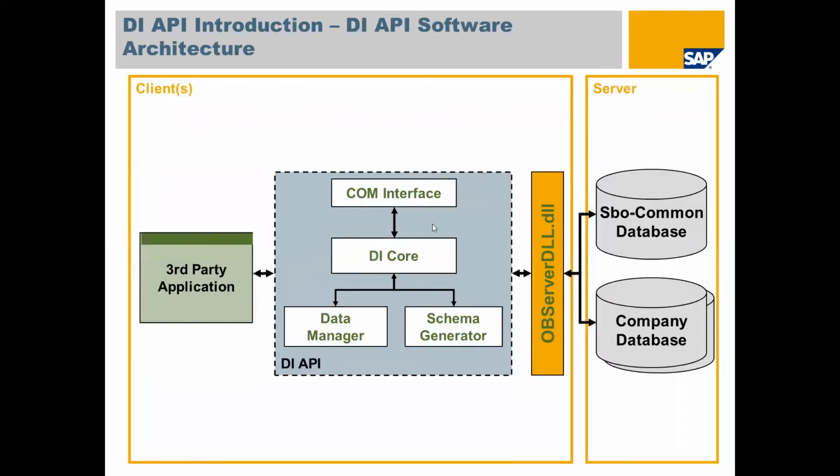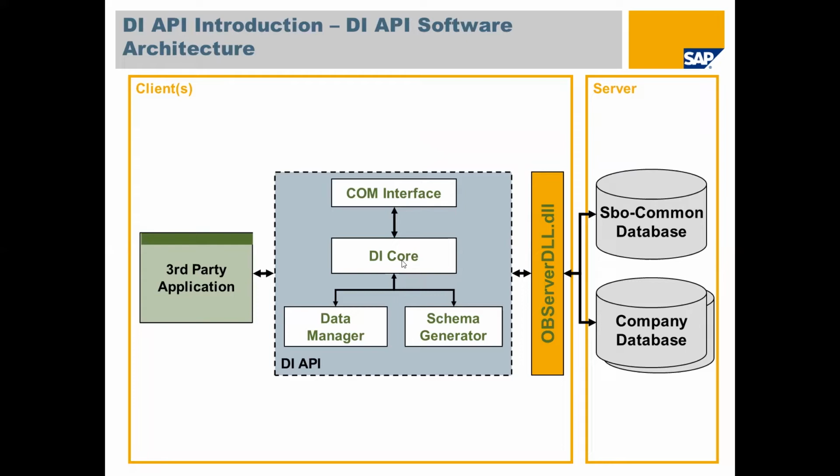So the next topic is the DI API software architecture. So here we can see the data manager. The data manager stores the temporary object data, converts object data to external data formats, retrieves data from the databases, and controls the database transactions. The schema generator creates XML schemas based on object interface descriptions. The schema generator also creates the object validation list.